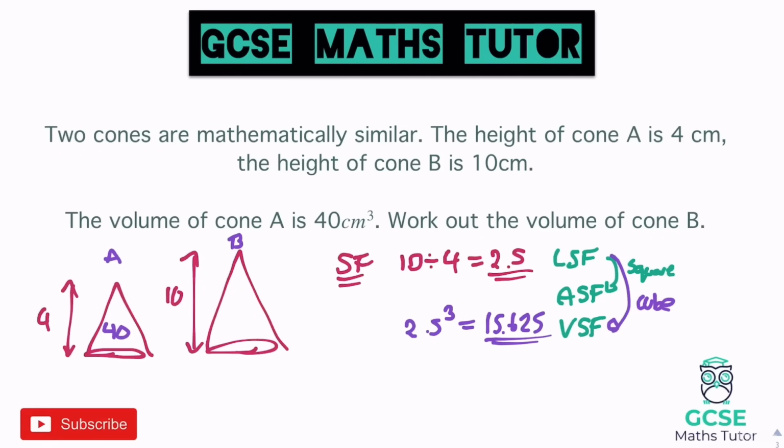So the volume of cone B is going to be 15.625 times bigger. So in order to get that volume there, we're just going to multiply 40 by 15.625. So times that by 40, and we get a volume here of 625 centimetres cubed. There you go. Just remembering as well, if we were going from the bigger down to the smaller, we'd have divided by the scale factor, but as we're going smaller to bigger, we're going to multiply. Let's have a look at a different one.